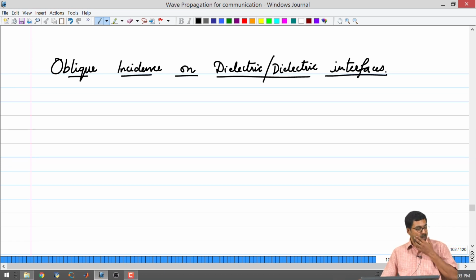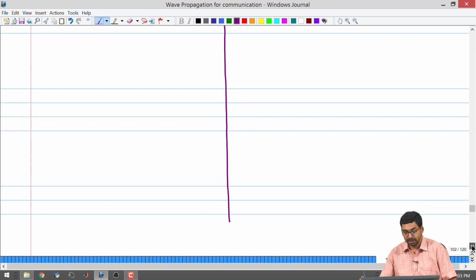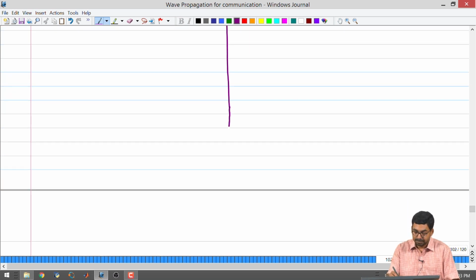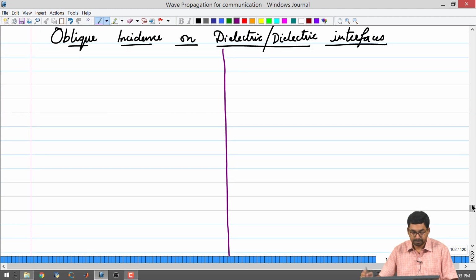We are going to look at oblique incidence on dielectric interfaces for this class. Okay. And I am going to divide the page into two columns, for two different configurations. Okay. So, I will start with the first configuration.